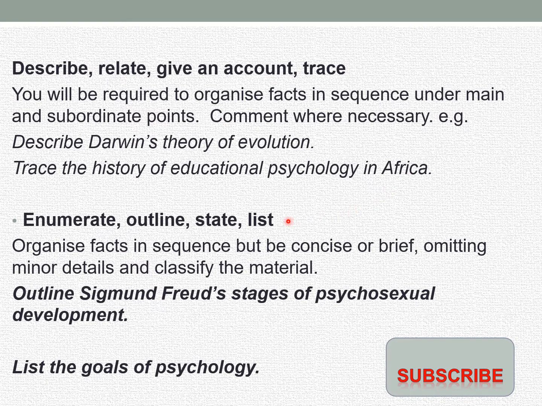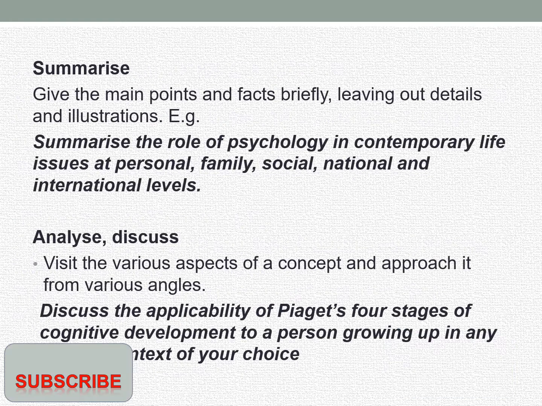And if an essay says enumerate, outline, state, list, you have to organize facts in sequence but be concise or brief, omitting minor details to classify material. For example, an essay may say outline Sigmund Freud's psychosexual development. So you have to be able to give the facts in their sequence.